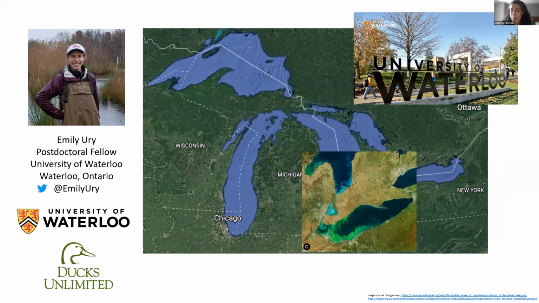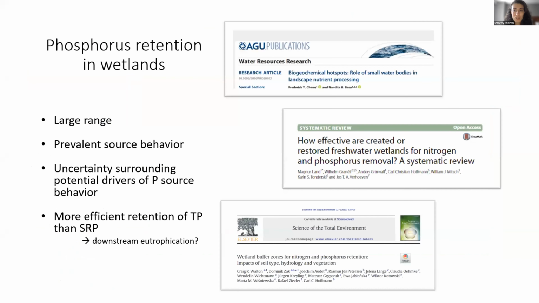So the main question of this research is how can we use wetlands to improve surface water quality and reduce some of the harmful algal blooms and eutrophication problems experienced in our lakes, such as the one that's been talked about a lot in this session, Lake Erie.